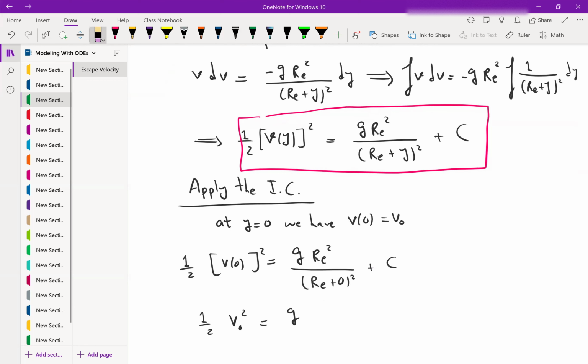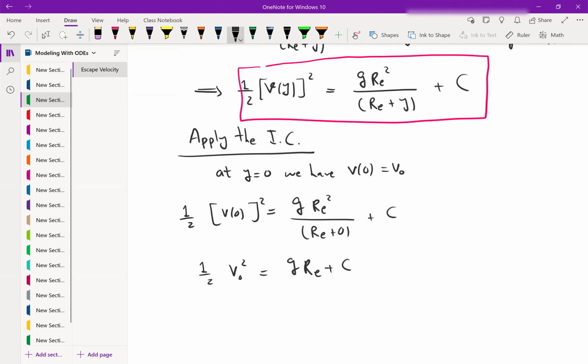One thing, I made a typo here. When you take the integral of 1 over re plus y squared, the answer will be negative 1 over re plus y. So we don't have a square there. Let me remove the square. And then g re squared divided by re will be g times re, and then plus c. Perfect, this is really good. So that tells me that C is equal to v0 squared over 2 minus g re.